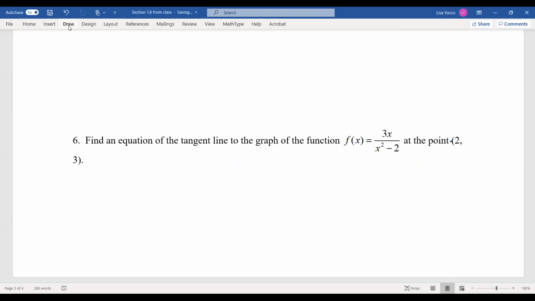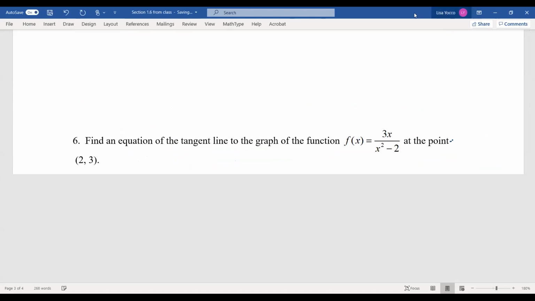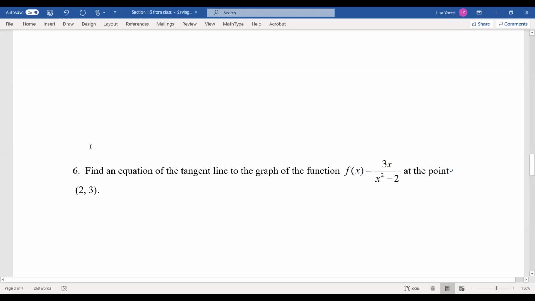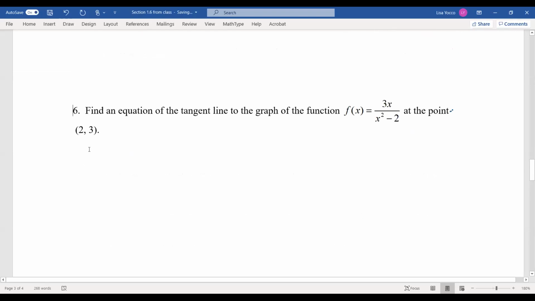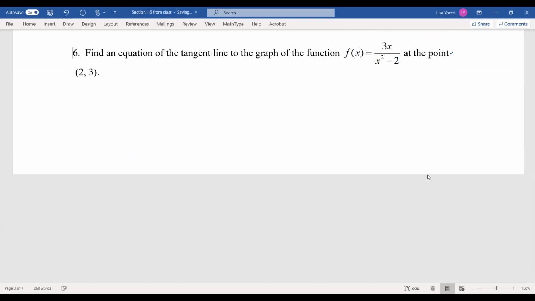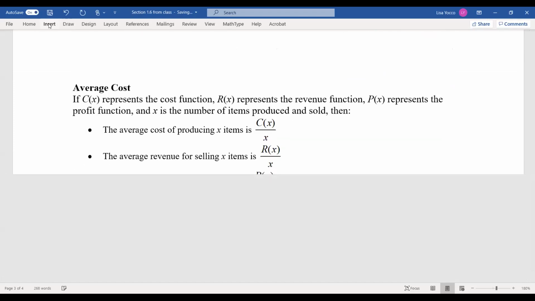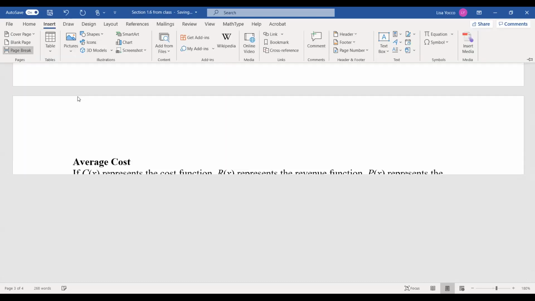Come on now. Trying to find this point. Oh, it doesn't let me do anything with it. Yeah, okay. All right. Okay, so actually, let me get some space. Here, I feel like I'm going to need more space. Page break. Okay.